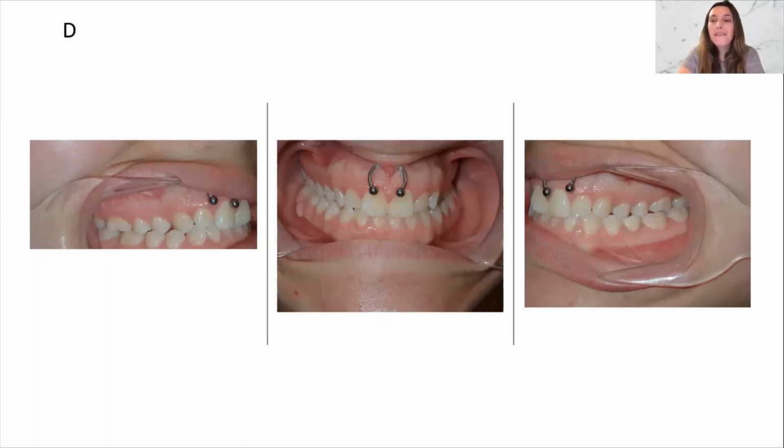Does anyone else have any questions for us in regards to occlusion, malpositioning, anything like that? Treatment planning? I have a question. Yes, go ahead, Maya. For the edge to edge bite, how would they fix it? For an edge-to-edge bite, how do they fix it?